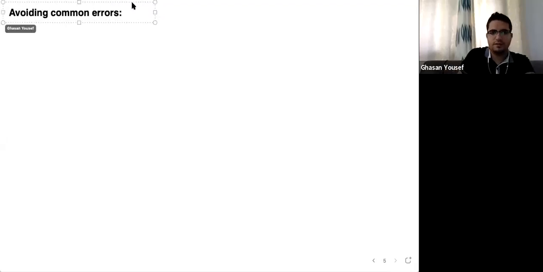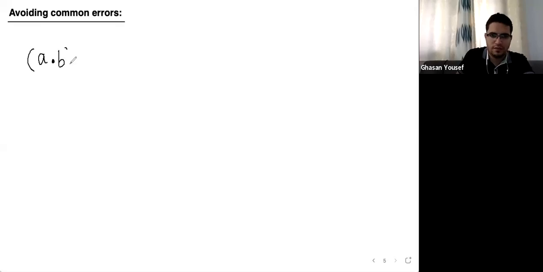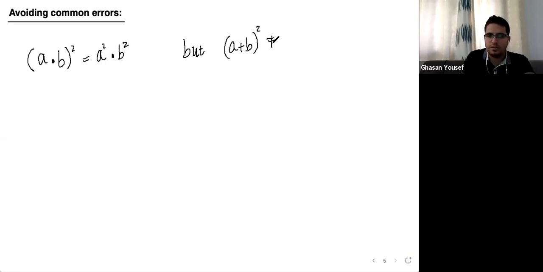So if I have a times b, everything squared, this is equal to a squared times b squared. This means I can distribute the exponent 2 inside the parentheses, a squared times b squared. But this is not correct for addition. a plus b squared is not equal to the first one squared plus the second one squared. This is not correct. You have to expand it.